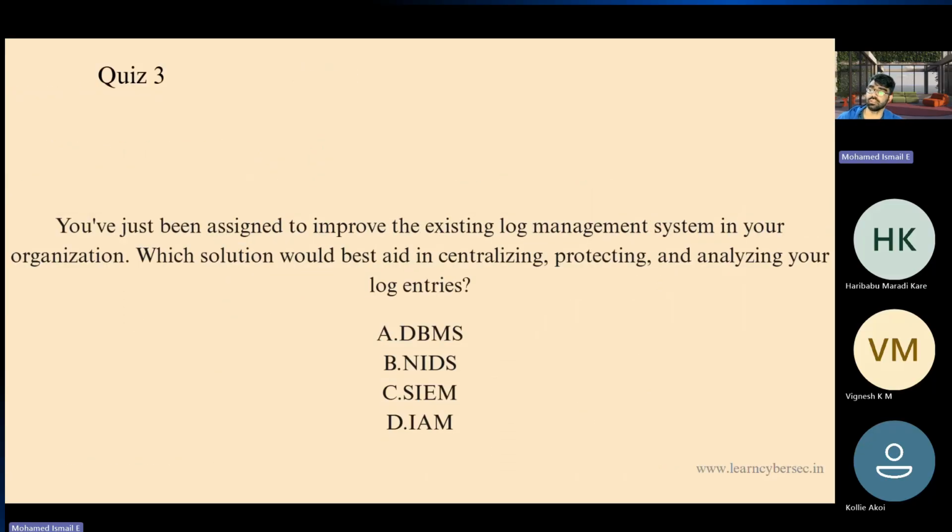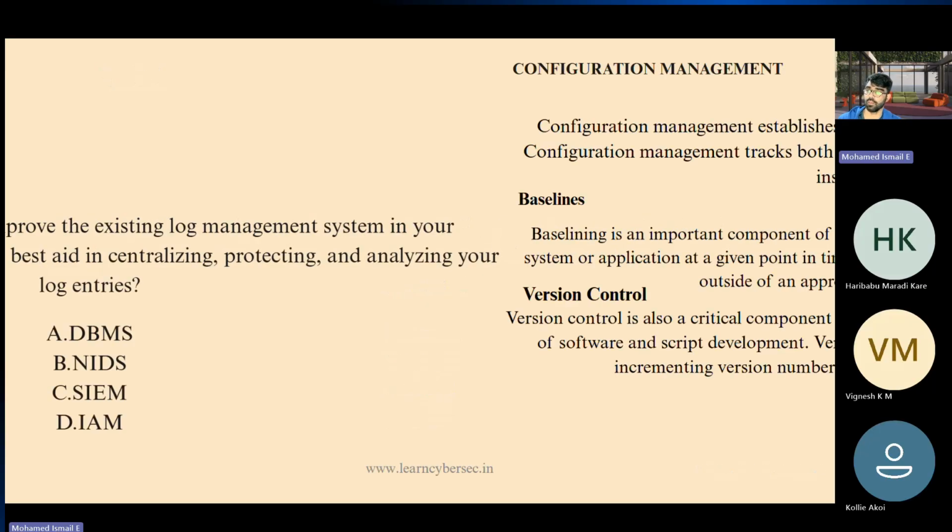So you have just been assigned to improve the existing log management system in your organization. Which solution would best aid in centralizing, protecting, and analyzing your log entries? So we just talked about one tool, that is the answer. Take the chat and respond, yeah. So the SIEM is the answer. DBMS, database management system, or NIDS, or identity and access management system, is not the answer. The logs can be centrally collected, stored, analyzed, and alerts triggered by the SIEM tool.